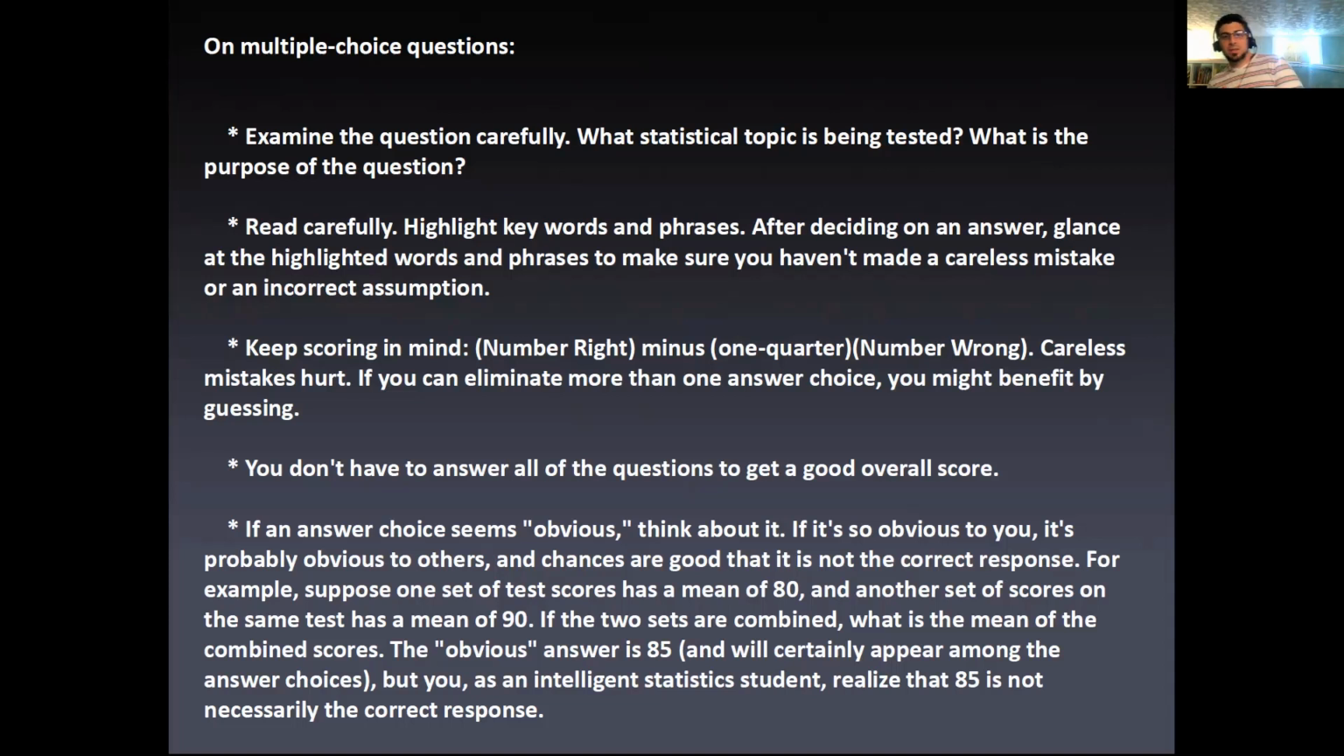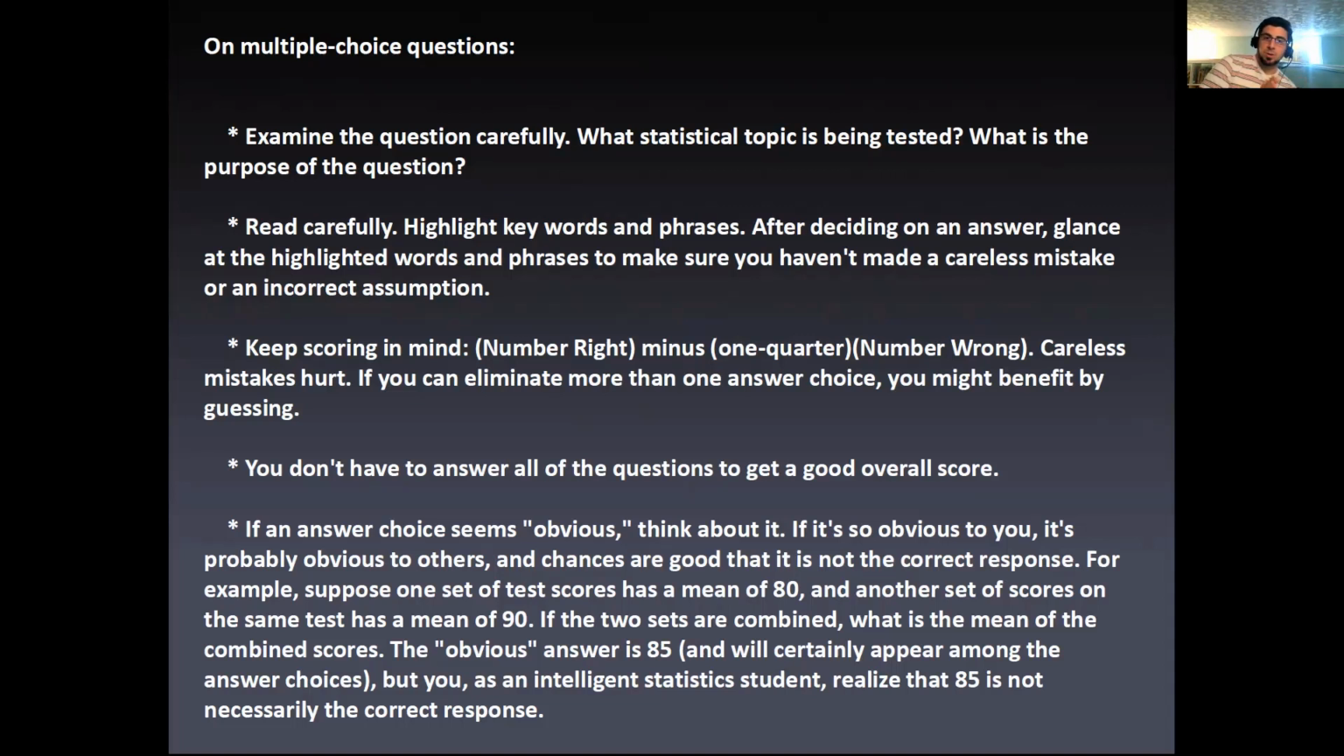Now, if an answer choice seems obvious, think about it. If it's obvious to you, it's probably obvious to others, and chances are it's not the correct response. Sometimes the questions are fairly easy. They have all levels of questions, from fairly easy to extremely hard that almost nobody gets correct.